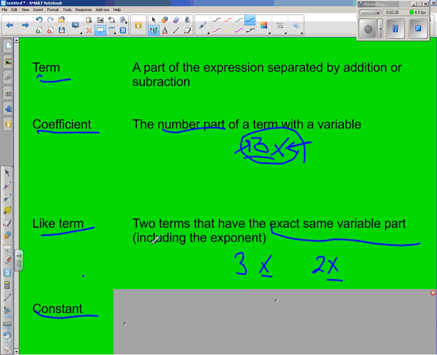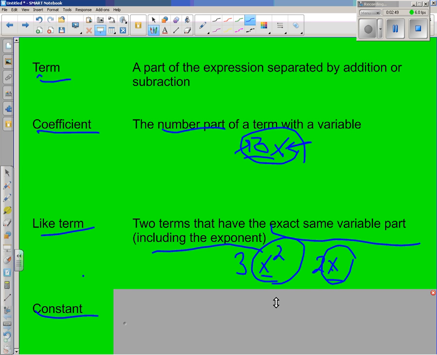Now, you have to also have the exact same exponent with the variable. So let's say this was 3x squared and this other one was 2x. They would not be like terms because they did not have the exact same variable part, including the exponent. Okay? And we're going to practice these so you'll get familiar with these terms.